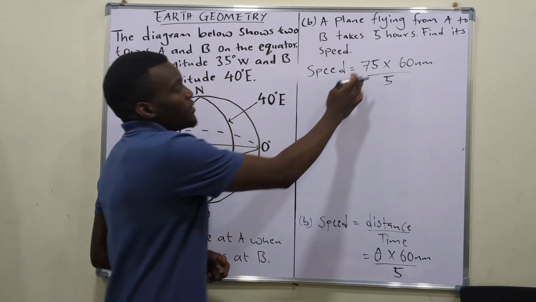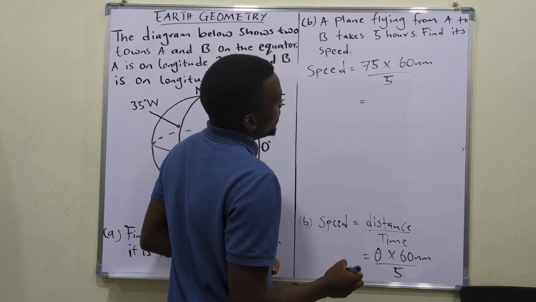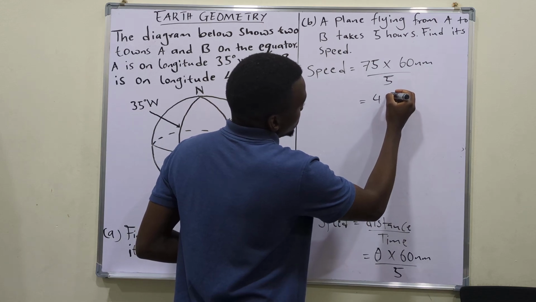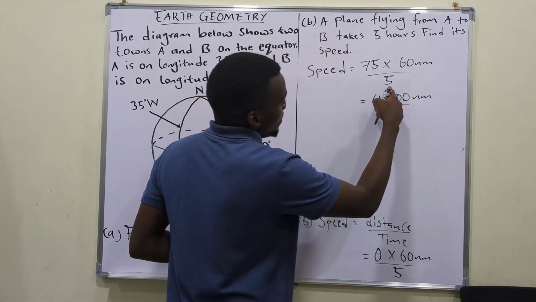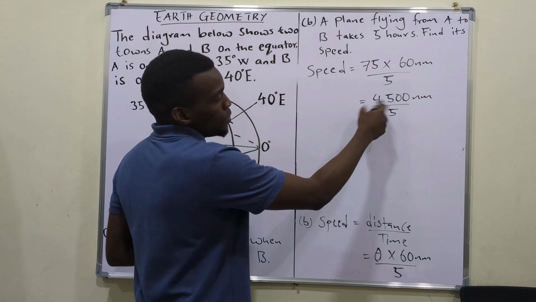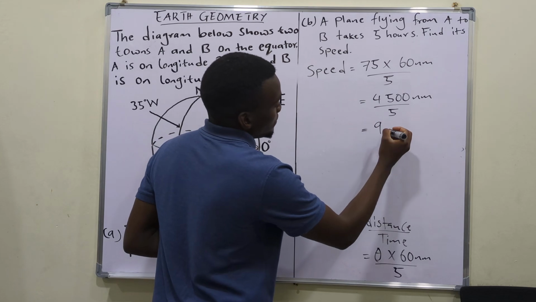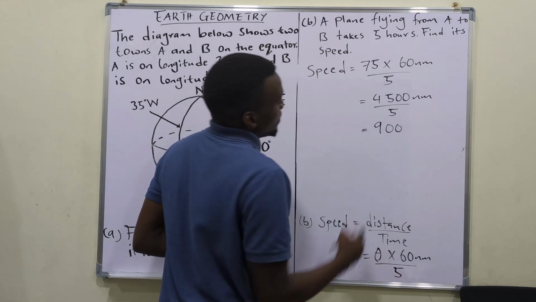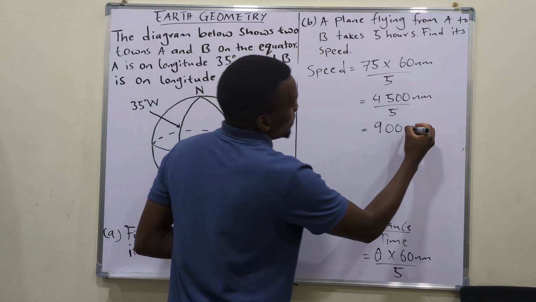Now, 75 times 60, we get 4,500 nautical miles. And then the time, 5. So we divide 5 into 45, you get 9, and then the zeros, we have 900.